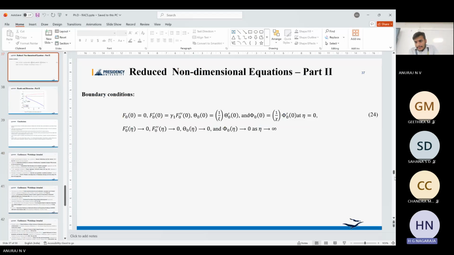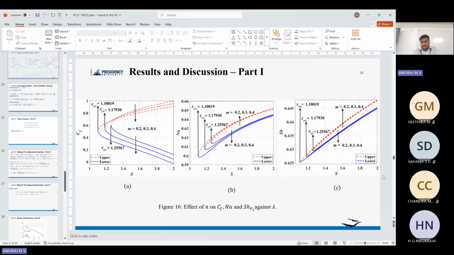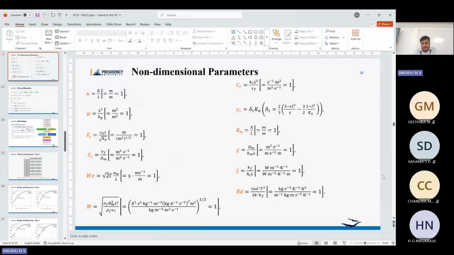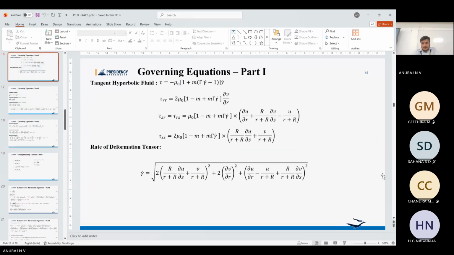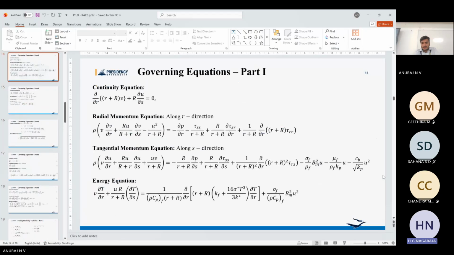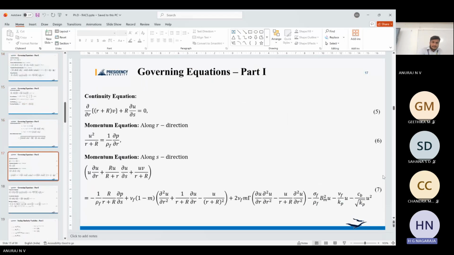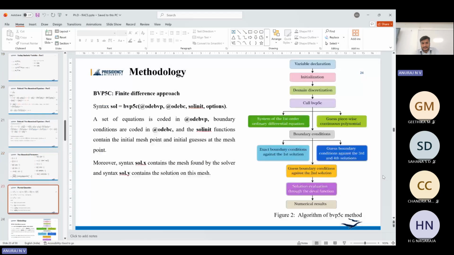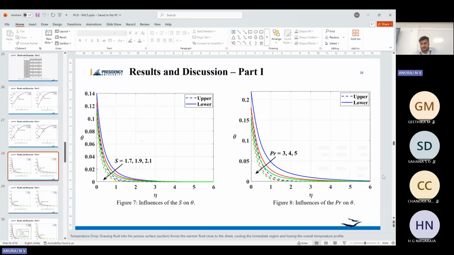Now, which fluid did you consider? Sir, tangent hyperbolic fluid, and from my literature review, there is no study on a curved surface with tangent hyperbolic fluid, sir. Okay. That Prandtl number, no? What is the range of the Prandtl number for the fluid you considered? Sir, for water it is 7. For the whole study, I considered 7 as my Prandtl number. To show the variation of the temperature profile, I considered 3, 4, and 5, sir.